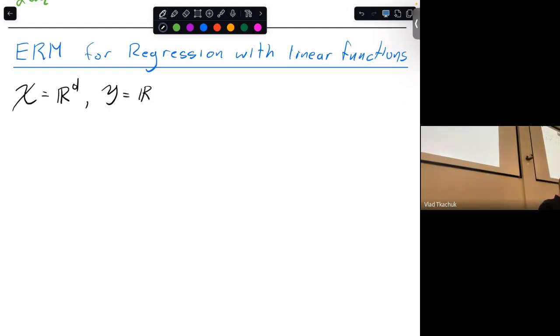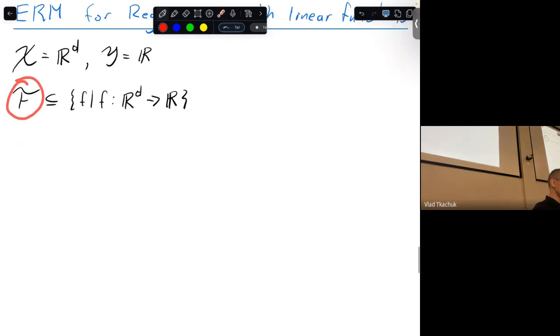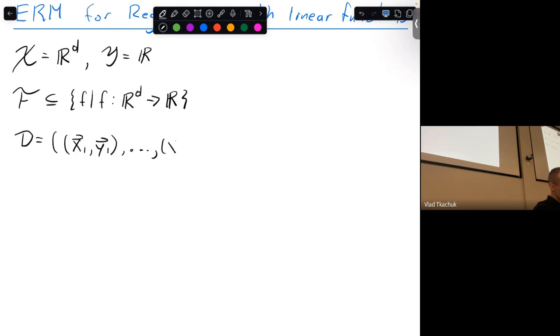And now we had a function class that ERM needed to choose. The function class was some subset of all functions that map from R^D to R, D-dimensional features to labels. We're going to pick this in a second to be linear functions, but that's the setup. And we have this data set, which is a tuple of n feature-label pairs: (x1, y1) up to (xn, yn).